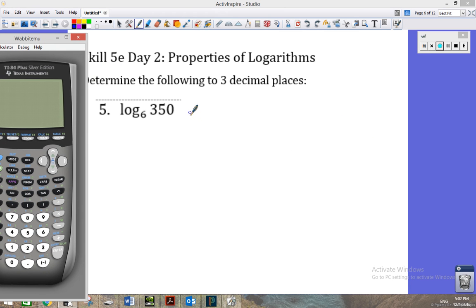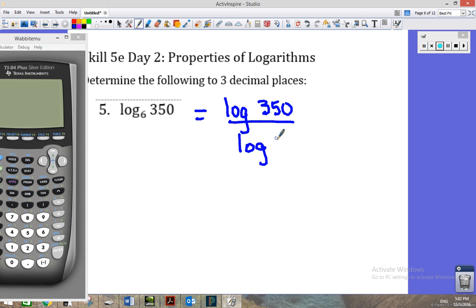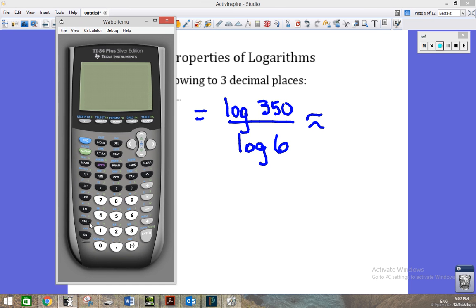Alright, so again, I know by the change of base formula that this is log of 350 divided by the log of 6, or I could have used natural logs, doesn't matter. If I have the log of 350 divided, don't forget to close that parentheses, divided by the log of 6.